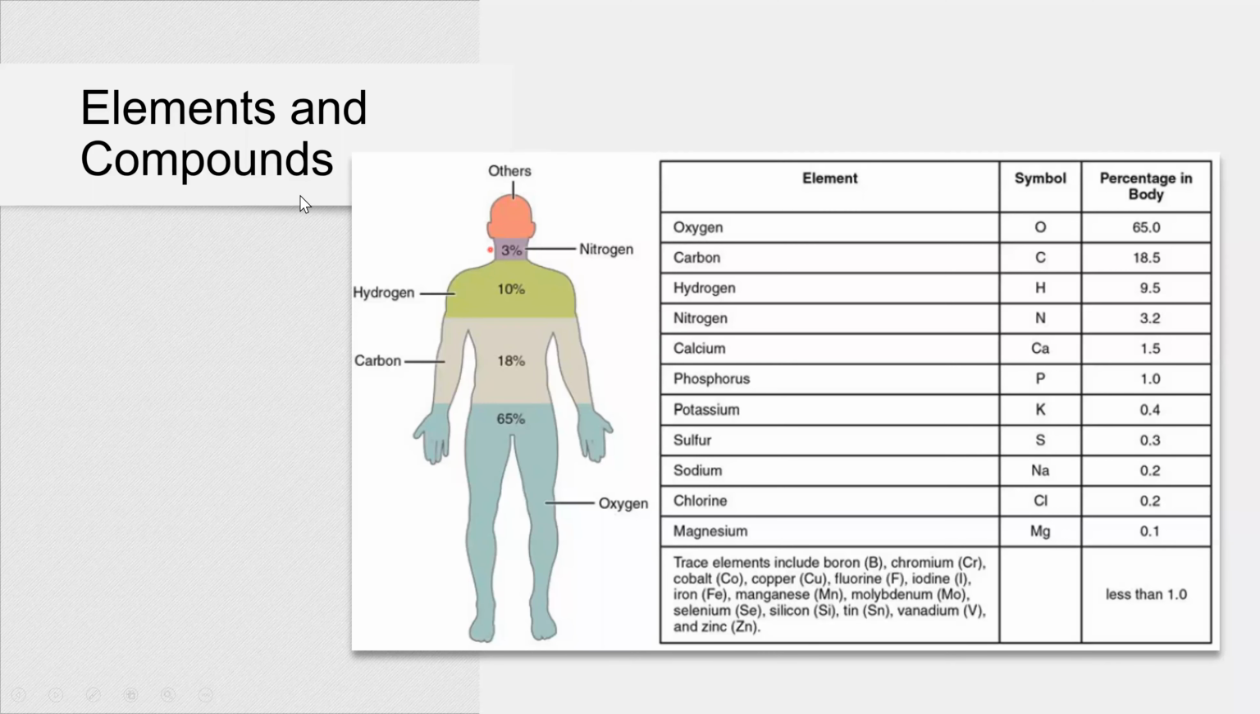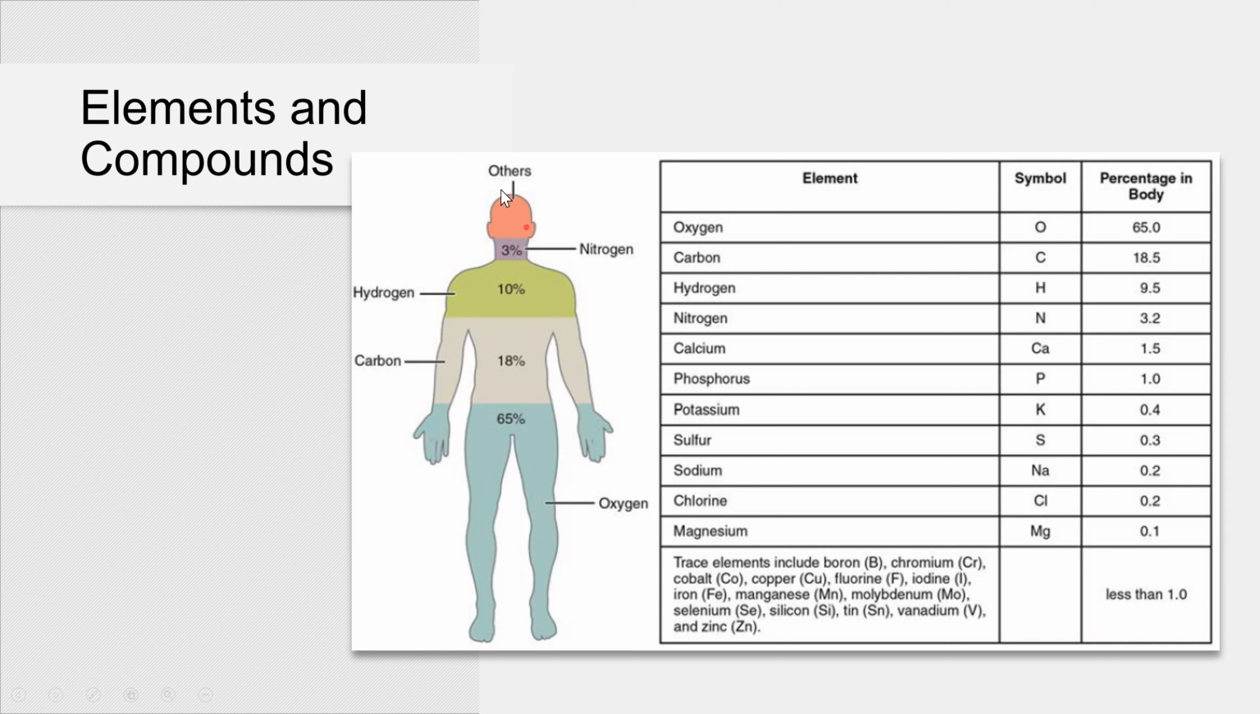Now your body is made of elements, and elements, compounds, molecules. So if you look at a distribution of elements that make up your body, you can see that most of your body by weight, 65%, is made by oxygen. Then 18% is carbon, 10% is hydrogen, nitrogen is 3%.